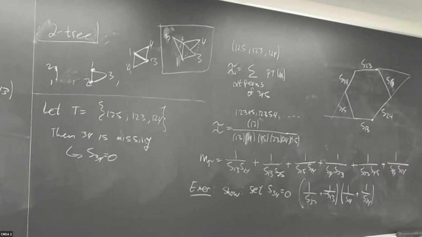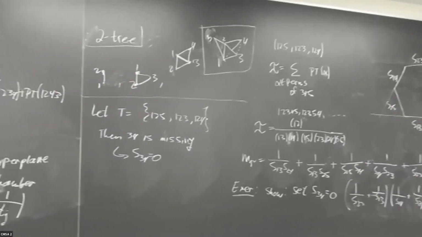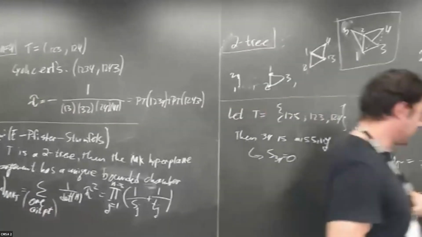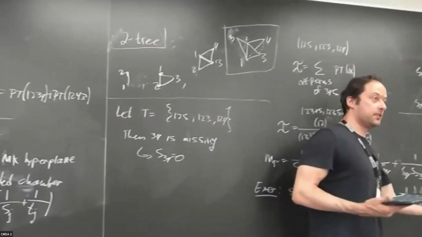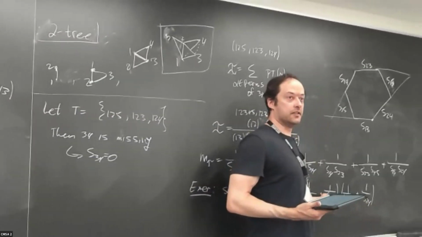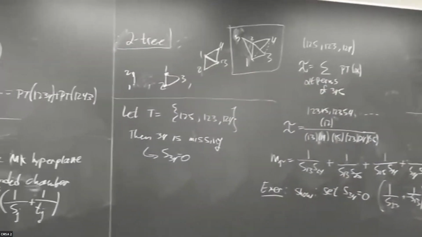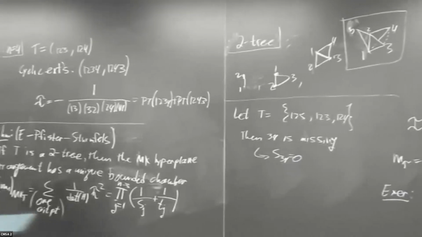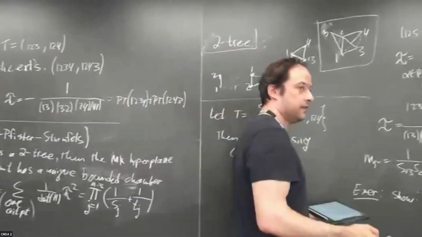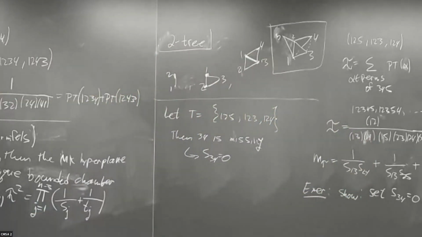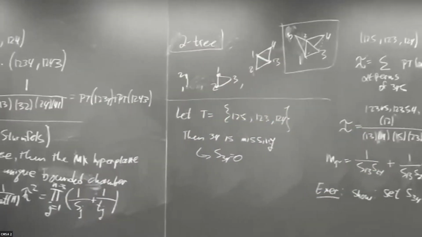Yeah, so the main result was that, as you can see, these are 4-point amplitudes, and in general, if we construct T as a two-tree, then the amplitude specialized to the MK subspace will be a product of 4-point amplitudes. Let me give you an interesting example of something which is not a two-tree.